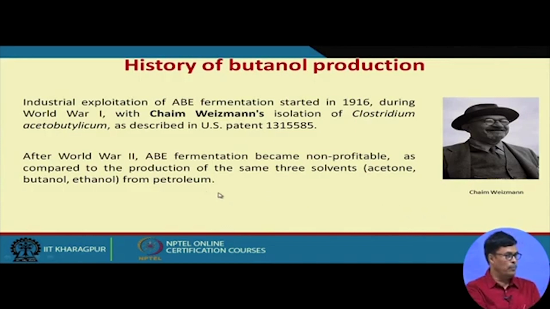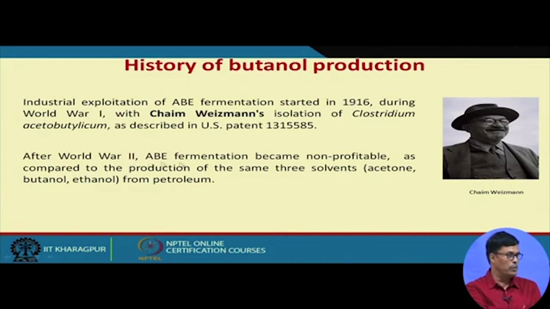Now, for butanol production through the fermentation process, one scientist plays a very important role, whose name is Weizmann. He isolated Clostridium acetobutylicum. It is an obligate anaerobe, and he patented it. He got the American patent because it has the capability to produce a high concentration of butanol.